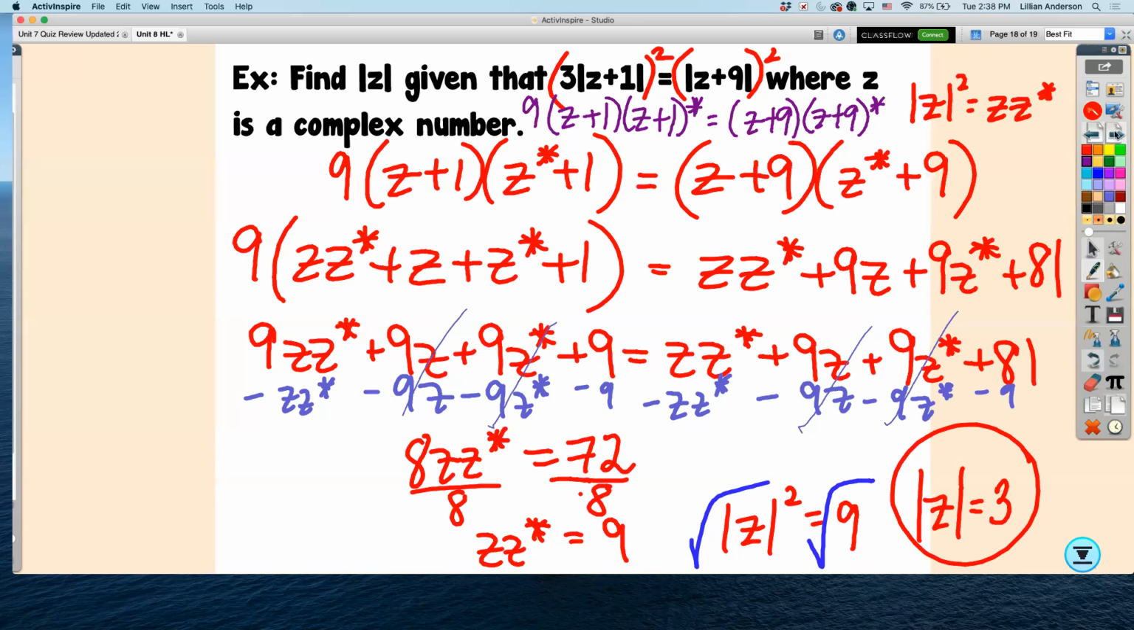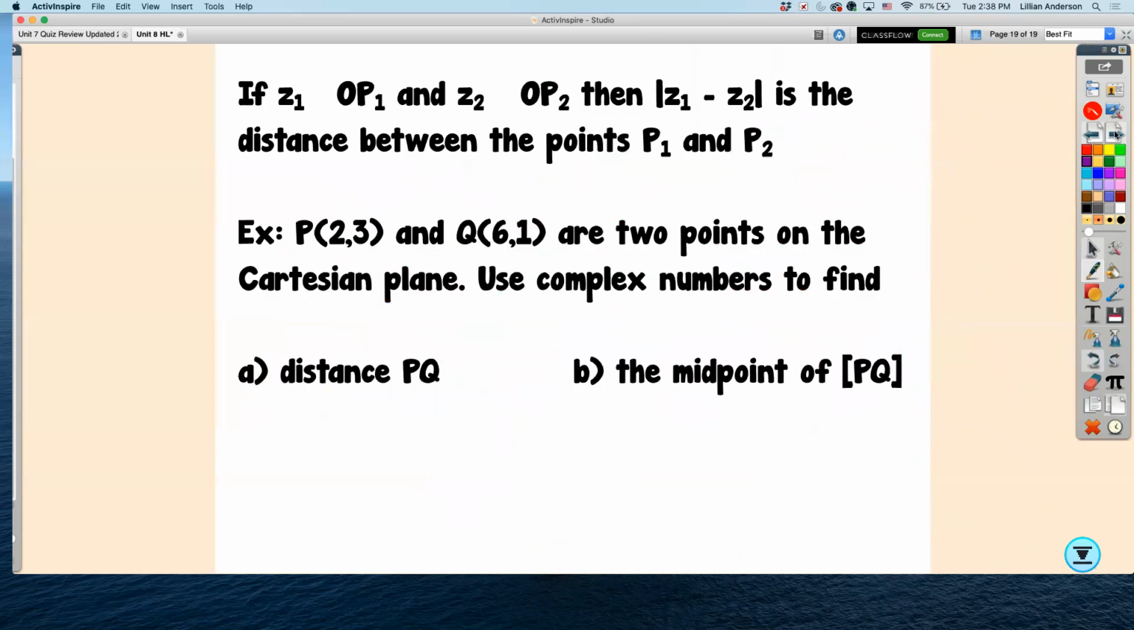Last example. All this is kind of covering some basic things that are good to know, because then we're going to get more into the applications that deal with polar form and Euler form and De Moivre's theorem, all that with complex numbers. So if Z1 is equivalent to OP1 and Z2 is equivalent to OP2, then the modulus of Z1 minus Z2 is the distance between points P1 and P2. Because remember, OP is that vector in standard position. So the length between them would essentially be the distance between those 2 points.